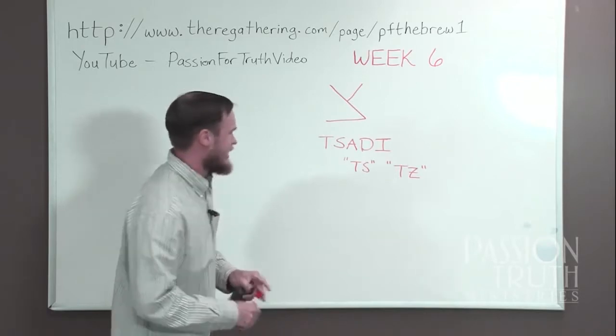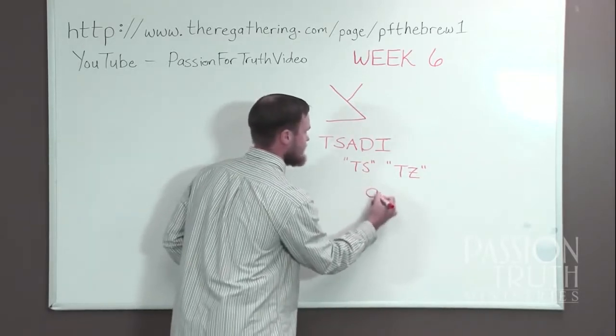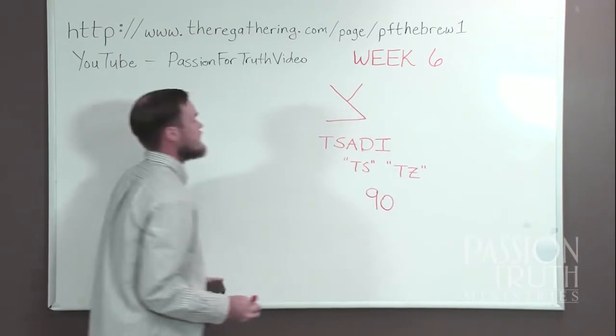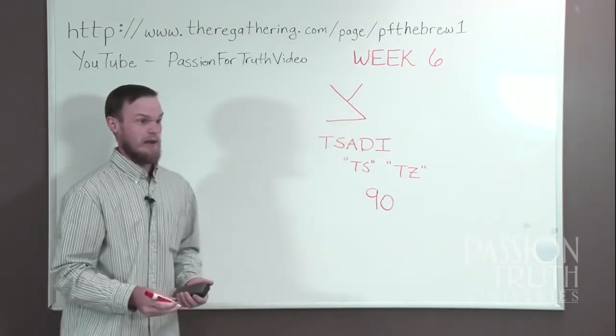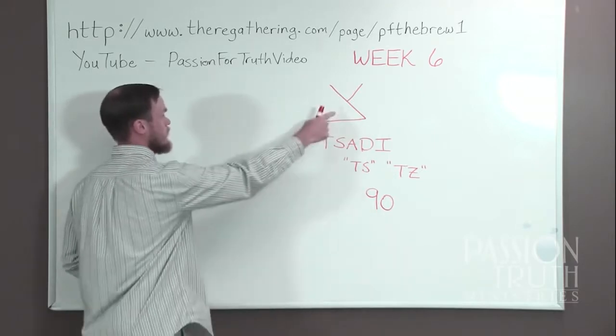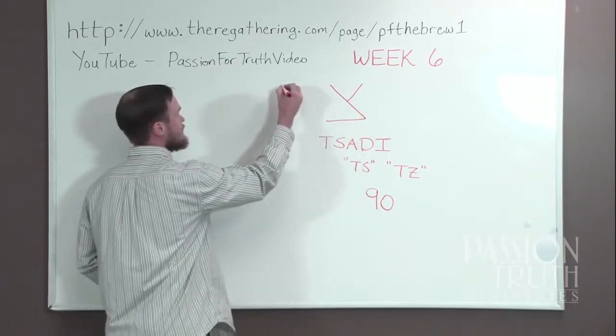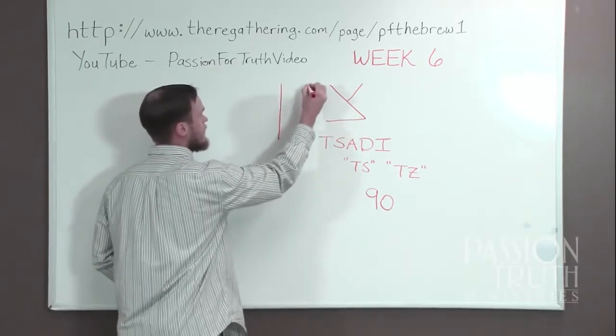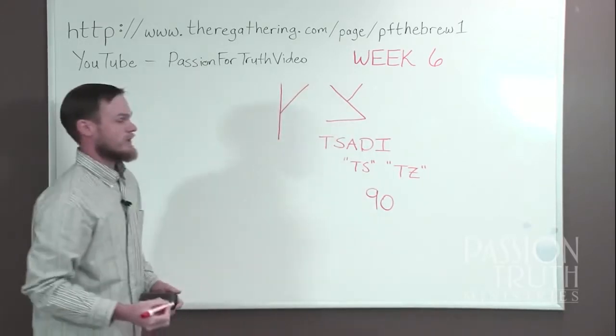All right, the numerical value of Tzadi is 90. And the Tzadi has a final form as well. It is the final letter. So this is a regular Tzadi. And a final Tzadi extends below the line like this. It looks something like that.